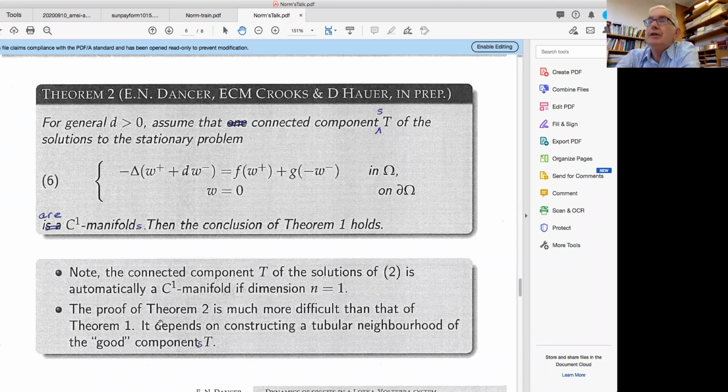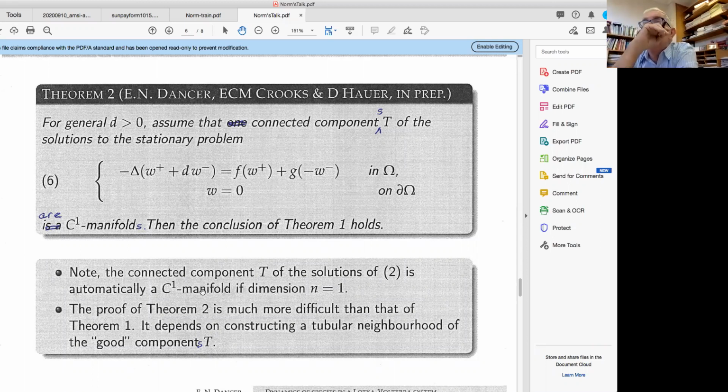Now, a couple of comments here. If in one space dimension, where this is already non-trivial, the connected components are automatically C1 manifolds. They're isolated points. So if n equals 1, there's no problem. And also, as I said, in general, if you know the points are isolated, you also know they're C1 manifolds if they're isolated, even in all dimensions.